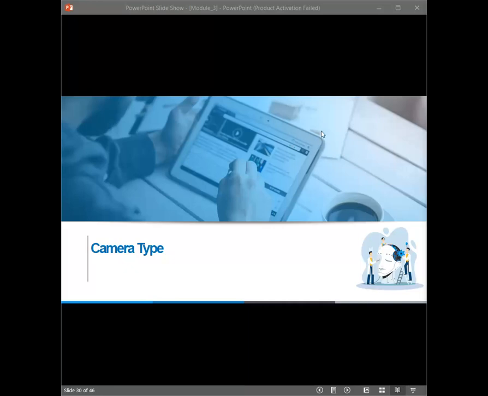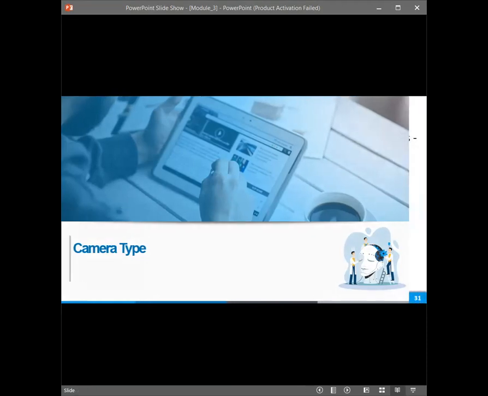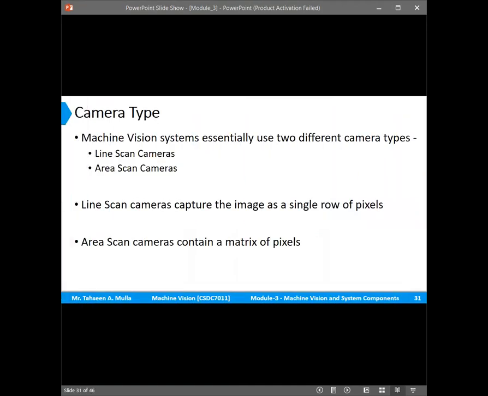Okay, so that was all about the image sensors: CCD image sensor, CMOS image sensor, and TDI sensors. Next, what we are going to cover is the camera type. This is a very important topic because this is the actual hardware type wherein we'll have different types of cameras, such as line scan cameras or area scan cameras. So machine vision basically uses these two different camera types. The first is the line scan and the other is the area scan.